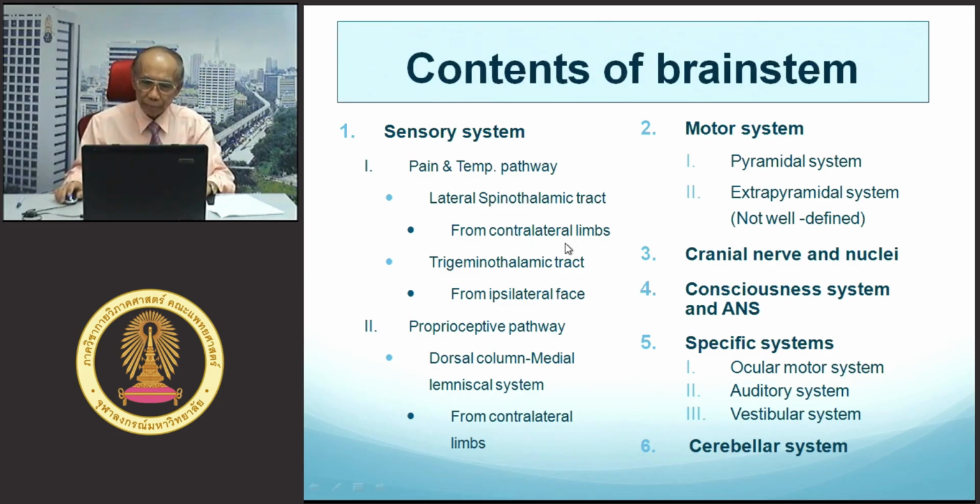Number 4, the cranial nerves and nuclei. Number 5, the conscious system and autonomic nervous system. Number 6, specific systems, including the ocular motor system, auditory system, and vestibular system. Number 7 is the cerebellar system. The details of the structure at various levels of the brainstem will be described, especially the sensory system, motor system, and cranial nerves.